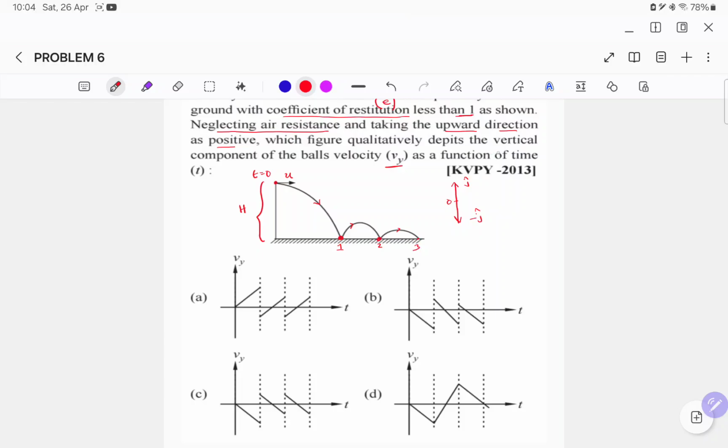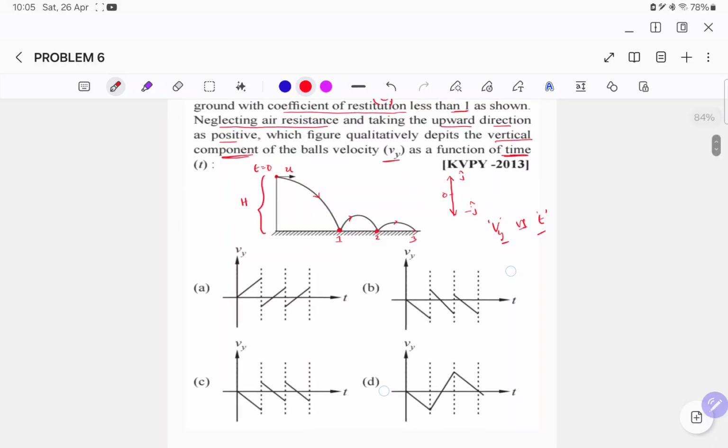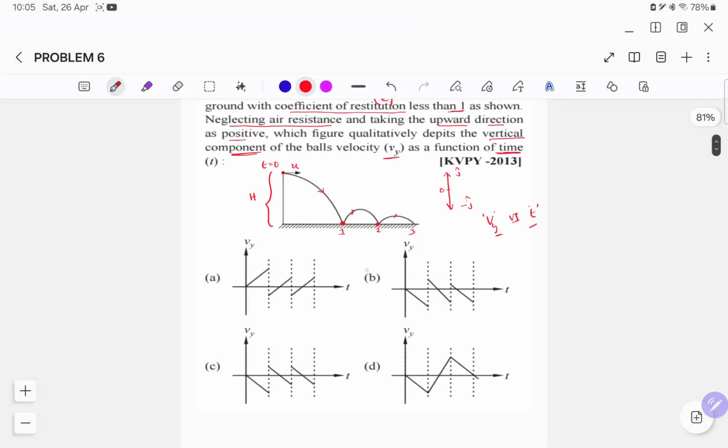between two physical quantities. One is the vertical component of velocity of the ball, the other one is time. Vy versus time will be our target here, to sketch the graph between these two. Among these four, option B is going to be the correct graph. Let me explain how it happens, or why it is so.